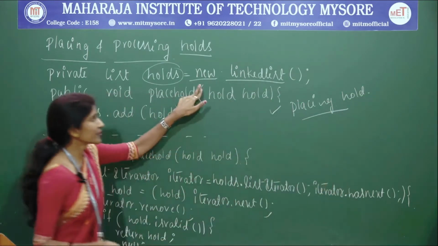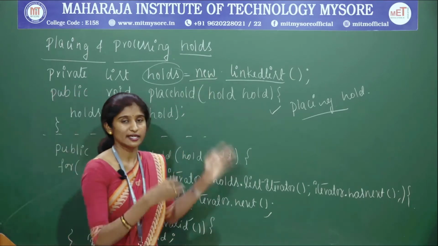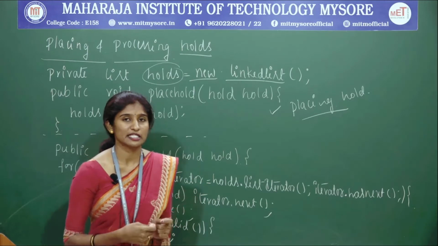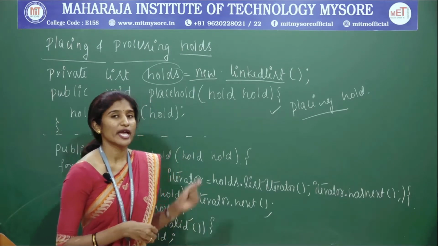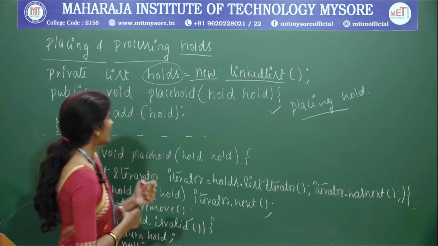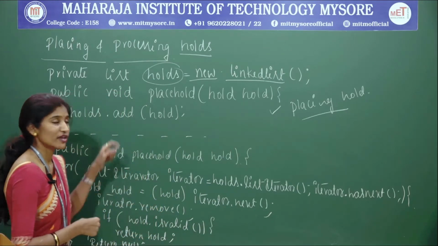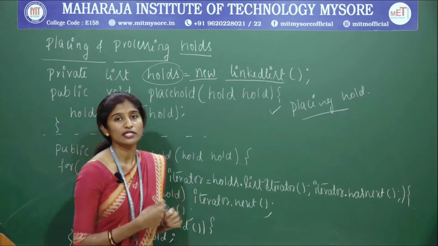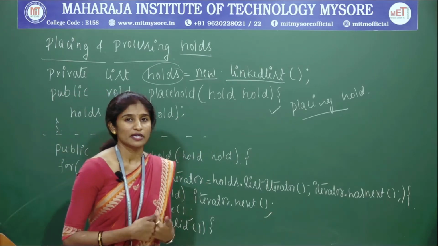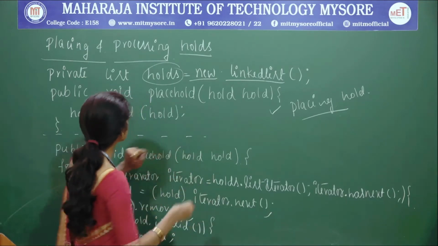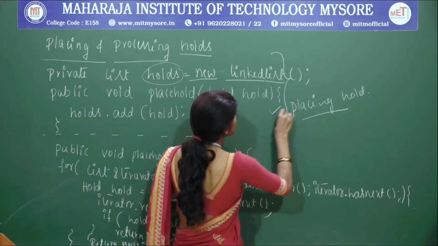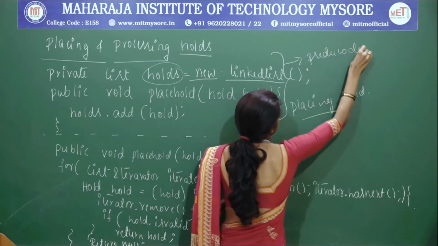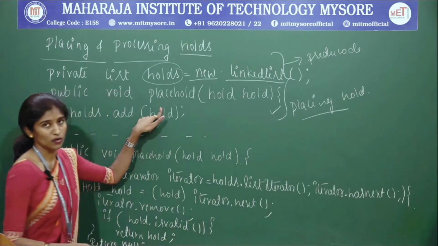We need to create a constructor for the linked list, which contains the list of holds that have been placed in the library system. We have created an object for the same. Then we use that object and invoke a method called add. That method adds all the holds being placed into the library system. So that is the small pseudo code that has been written for placing a hold.